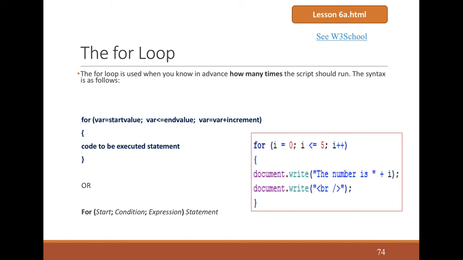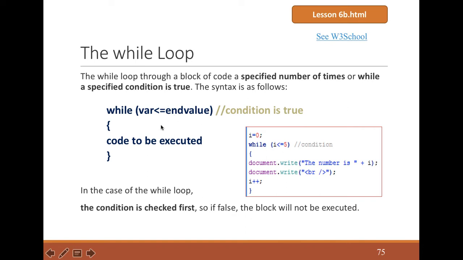See this example. For, and then you have the condition, which is a mathematical equation here: var start value, var less than or equal to end value, and var increment of the variable's value, and then the code to execute. This is a real example. You put it like this, a mathematical equation with a condition, and then the execution code. So that's the for loop. The while loop is the same idea, but the way of writing is slightly different.